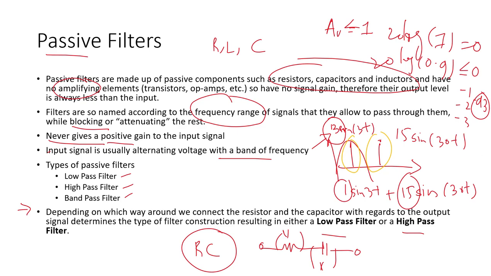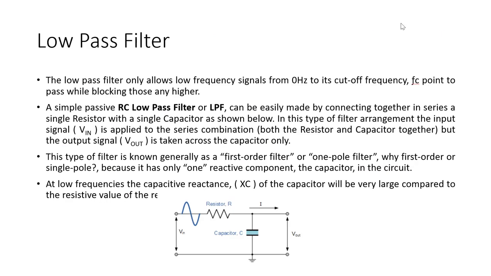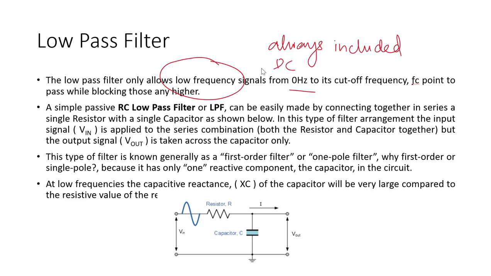Now coming towards the low pass filter. Low pass filter allows low frequencies. So this is the first definition of the low pass filter. It allows low frequencies starting from 0 hertz. So it is always included in the low pass, that it will always allow a DC component to pass through it. So 0 hertz is the DC component, and we can pass the DC component by just using a capacitor. How? If we use a capacitor, the AC components will be grounded and the DC will be passed on.